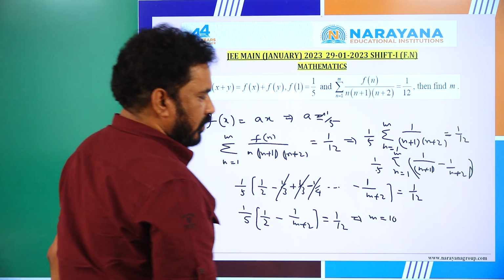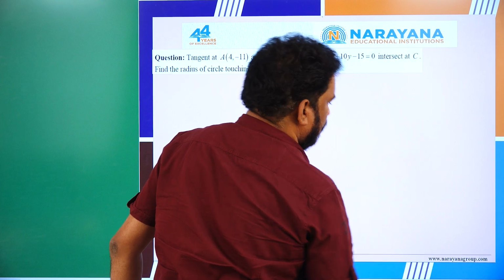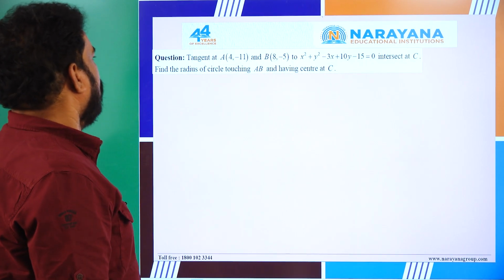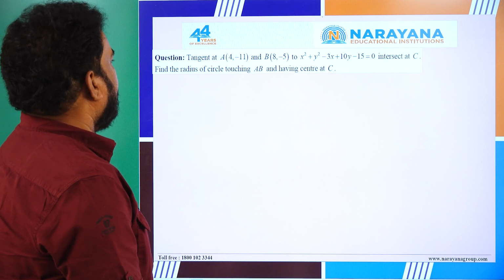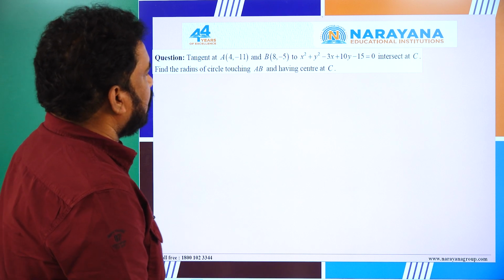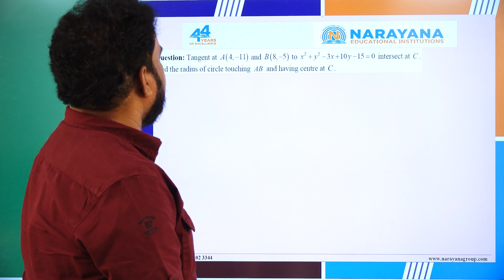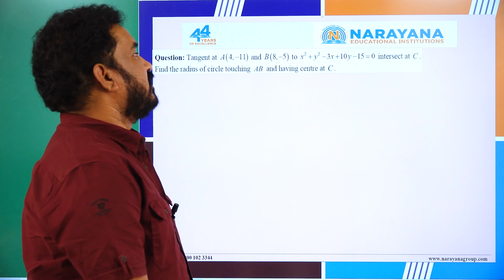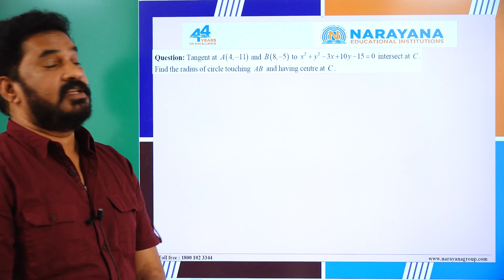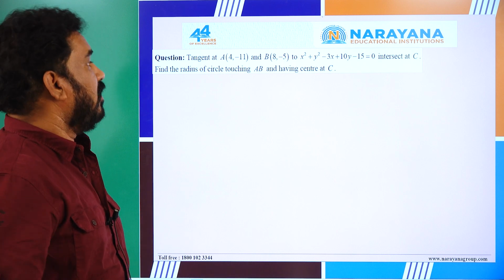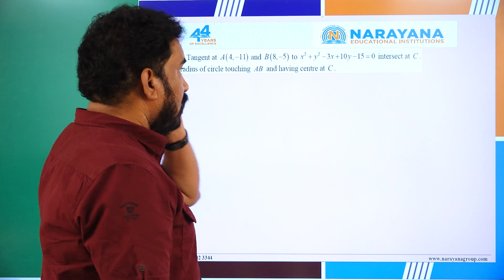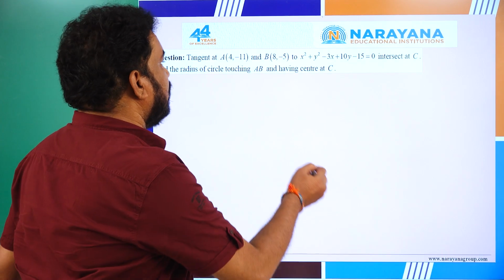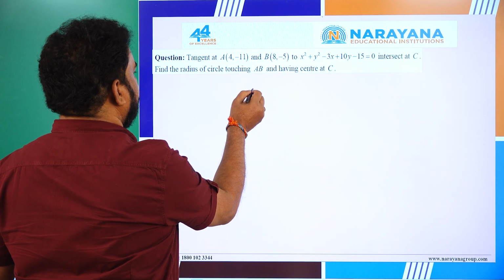Okay, moving to the next question. Here one more circle question is given. A point A and a point B are on the circle, and the tangents drawn at A and B intersect at C. Find the radius of the circle touching AB having center at C. It is a little bit lengthy question, so we will draw the figure.